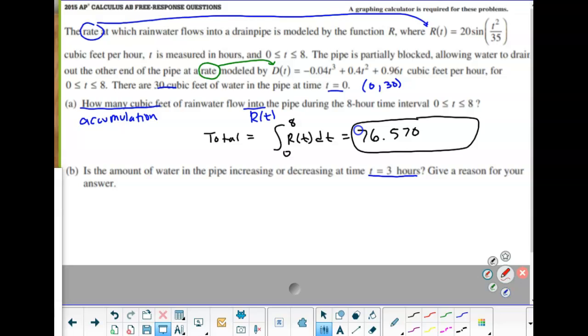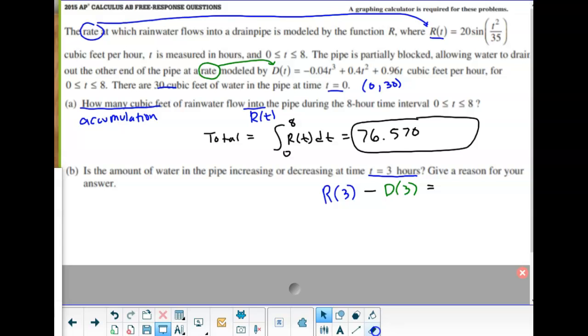You're right. We're going to subtract R of T, but what is T? 3. R of T is going to give me the rate that the water is coming in, right? And then we're going to subtract D of T, which is green, and we have to figure out what that answer is. If we have more water coming in, what do you know about your answer? Positive. If we have more water coming out, it'd be negative.